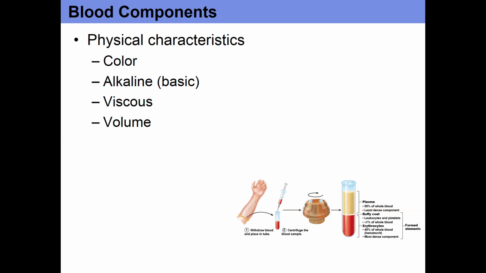And in the vast majority of cases, arteries are going to carry oxygenated blood and veins are going to carry deoxygenated blood. So when you go and give blood, they're going to take that blood from a vein. So you're giving up deoxygenated blood. So you probably noticed then that it has that really dark red color.